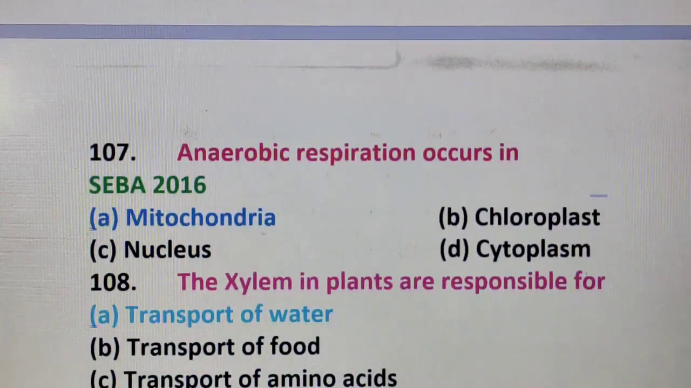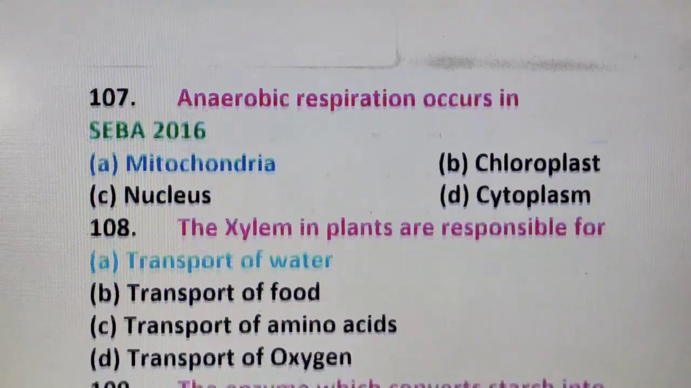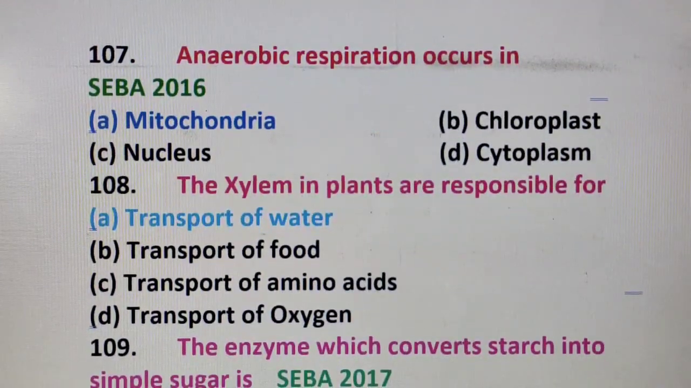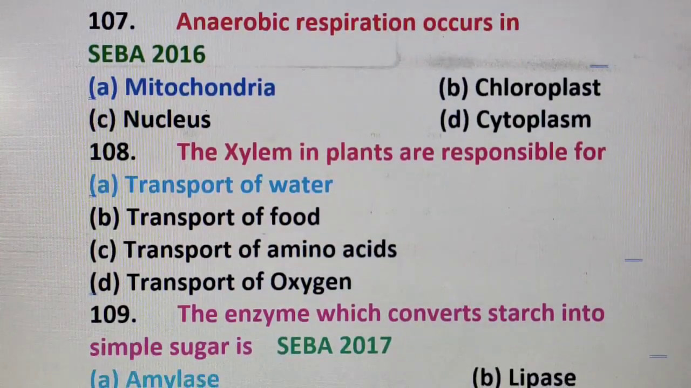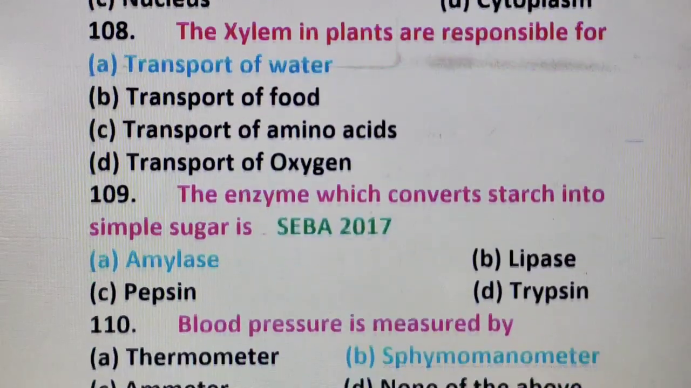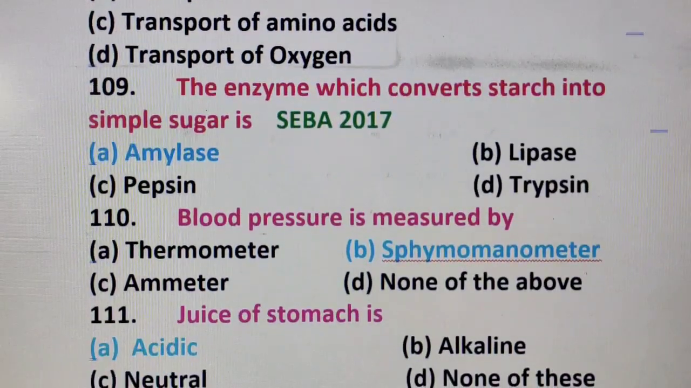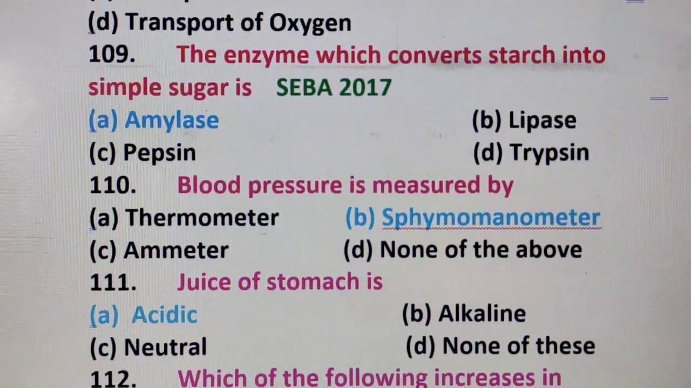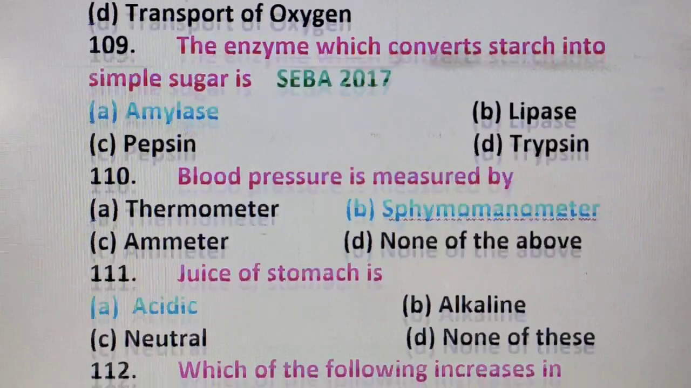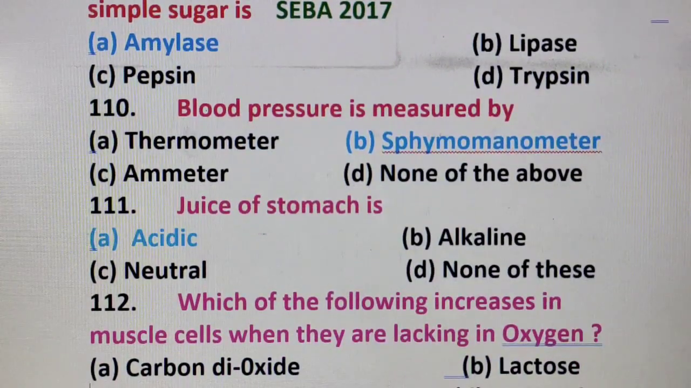Anaerobic respiration occurs in the cytoplasm. Xylem in plants is responsible for transport of water. The enzyme which converts starch into simple sugar is amylase, or salivary amylase. Blood pressure is measured by the sphygmomanometer. Gastric juice in the stomach, we know, contains hydrochloric acid, that is acidic.